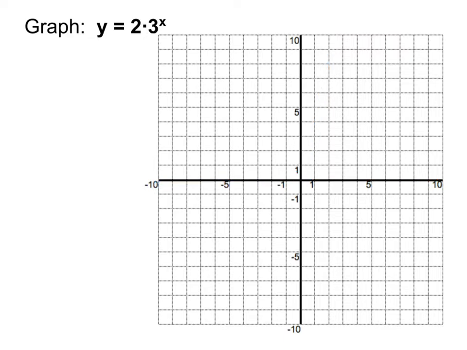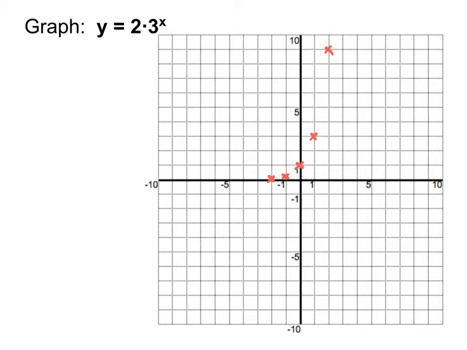Now the other layer that we're going to be throwing in today is what happens when we multiply our exponential equations by something. So here we have the graph, or the equation rather, 2 times 3 to the power of x, and we're going to make the graph for that. Well, we just graphed 3 to the power of x. And so we saw that it included these points. Well, what does the 2 out front do?